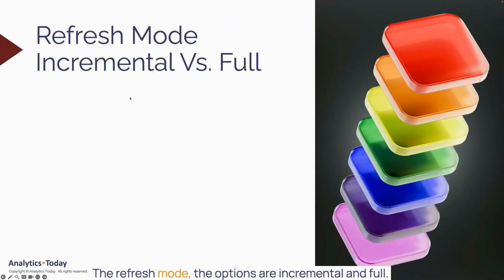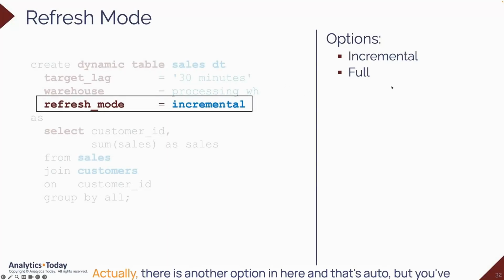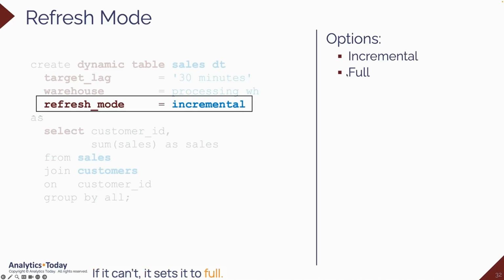The refresh mode, the options are incremental and full. Actually, there is another option in here, and that's auto, but you've got to be careful, because all that actually says is it checks whether the query could be incremental and then sets it to incremental. If it can't, it sets it to full. It's not dynamically going to choose between the two at runtime.